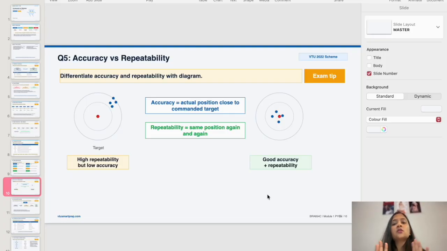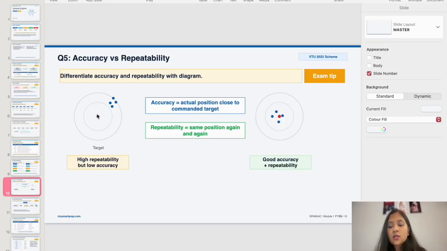So in the exam, draw the target diagram, show one case where the points are grouped together but away from the target, and another case where the points are grouped near the target. Okay, so that is what you can draw as the diagram and remember the points for accuracy and repeatability.